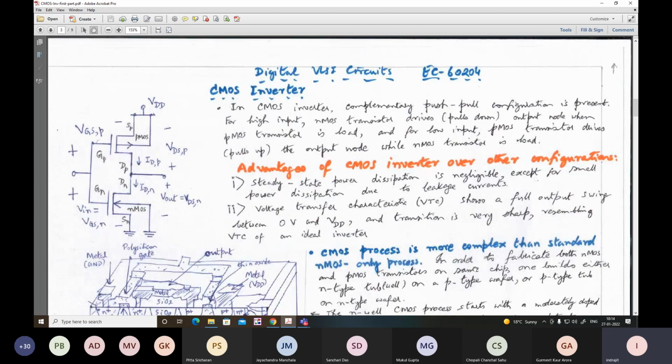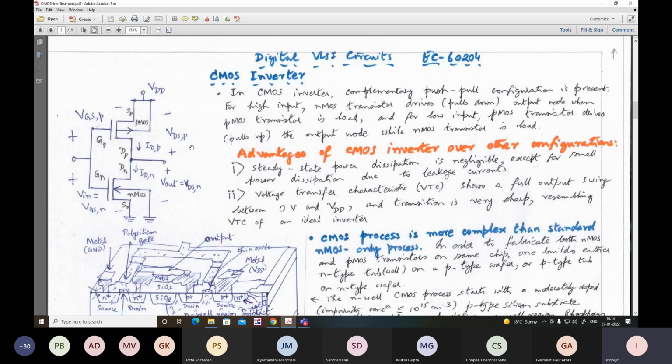But now we are taking a complementary push-pull operation. That means we have two drivers. One is a PMOS transistor, the second one is an NMOS transistor. The NMOS transistor plays the role of the driver towards the higher side of the input voltage. When it is in the linear region of operation, it can dominate the operation, that means it can pull down the output voltage level.